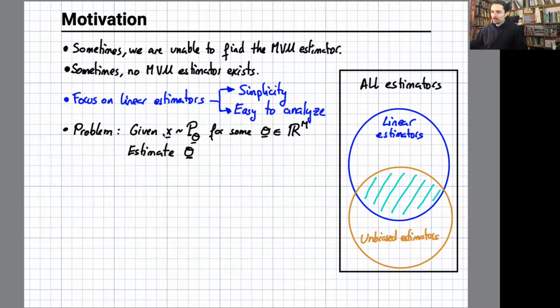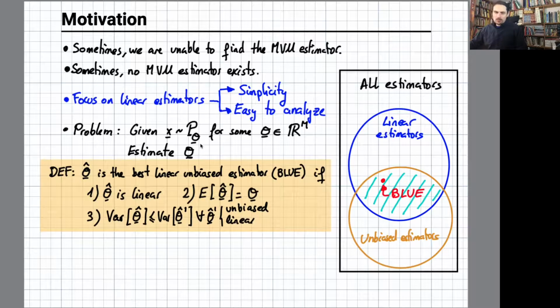The problem formulation is the same as before. Okay, we are given data that adheres to some probability distribution parameterized by a vector theta, but in this case we are going to assume that theta can be any vector in R^m. Okay, and the goal is to estimate theta. So the estimator we are after is the one with a minimum variance within this shaded area, right? And it will be referred to as the best linear unbiased estimator.